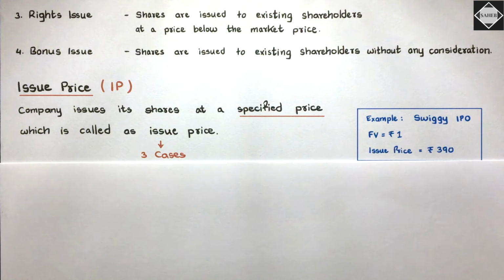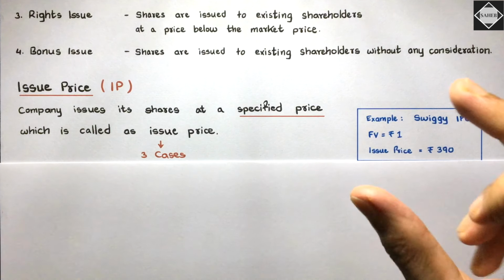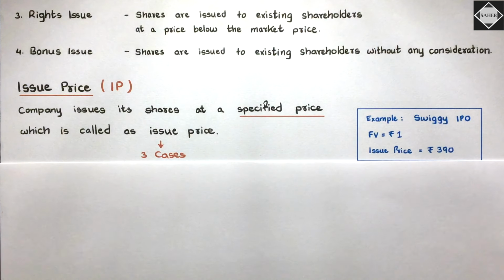All right, we understood the logic of this 390. Why has Swiggy issued their shares at 390? How much extra? 389 rupees extra, isn't it? So that extra 389 is called what? It is called premium. Is that clear?